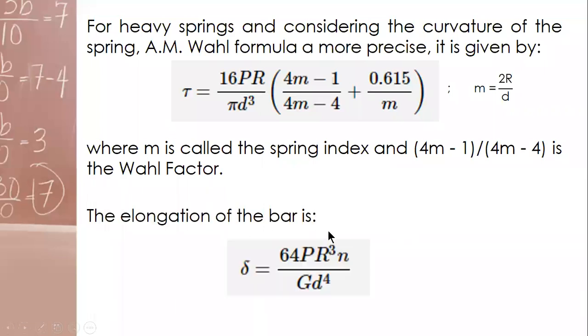The elongation of the bar is this one, 64 PR cubed n over G d to the fourth. If you can find a mnemonic on this, plus 10 for you. That will be your assignment. Look for a mnemonic for this. Take note, an assignment. The best one, post it on Facebook. Top 3, I will give a reward. Take note on that.